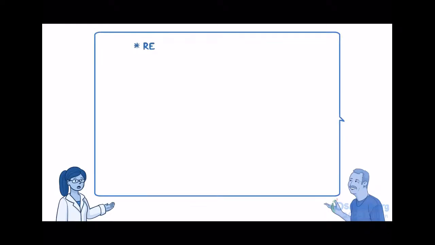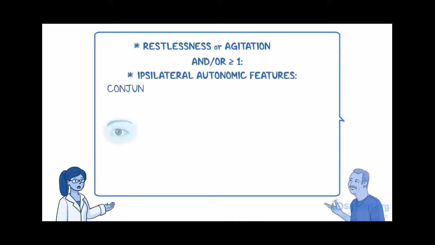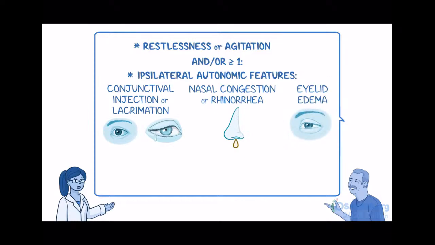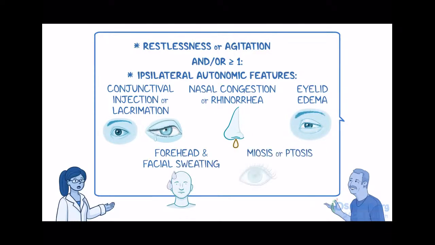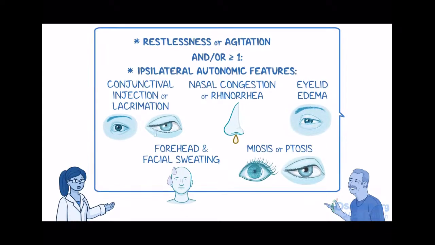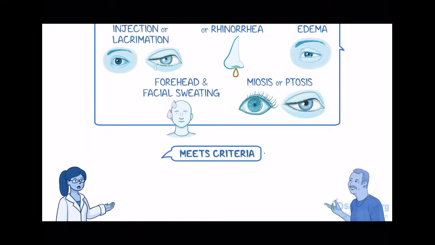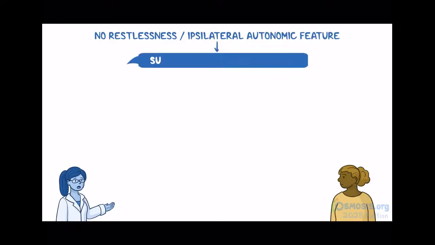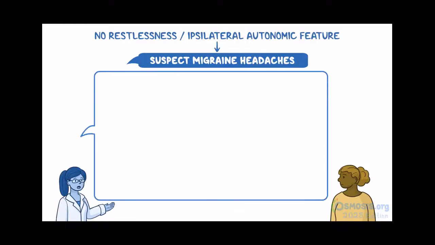As mentioned, they should be associated with restlessness or agitation and/or ipsilateral autonomic features, including conjunctival injection or lacrimation, nasal congestion or rhinorrhea, eyelid edema, forehead and facial sweating, and meiosis or ptosis. If the patient meets these criteria, diagnose cluster headache. Now, let's go back and look at individuals reporting no restlessness or ipsilateral autonomic features. In this case, suspect migraine headaches and assess whether your patient meets the criteria for migraines.